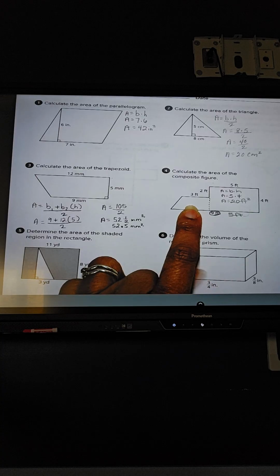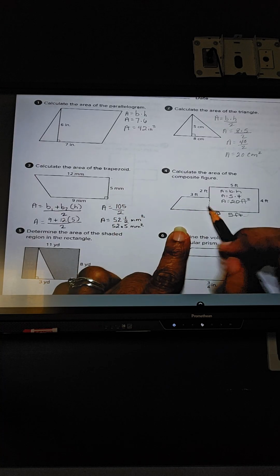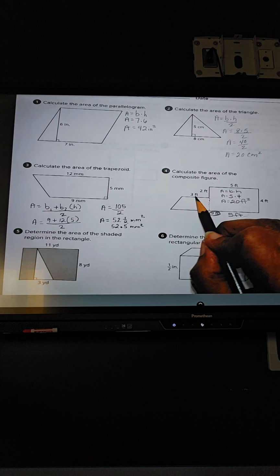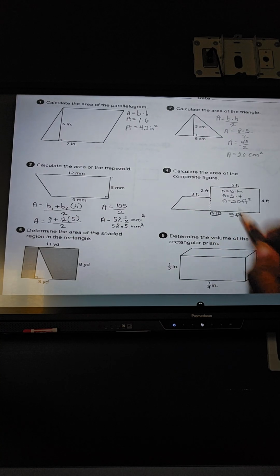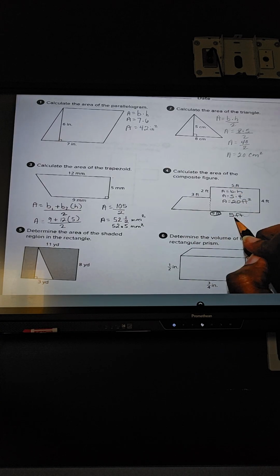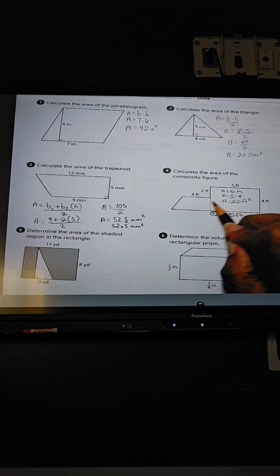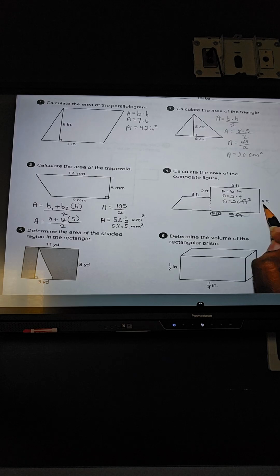So now I need to look at this figure, and I know that this is a trapezoid. But wait, I only have 3 feet here. I know that I need a base 1, a base 2, and a height. So in order to find that, first let's start with the bottom, because we just showed that this is 5 feet. If this is 5 feet, this is 5 feet, because on a rectangle, the lengths of the top and the bottom are the same. The lengths of the left and the right are the same. So if this is 5, this is 5.